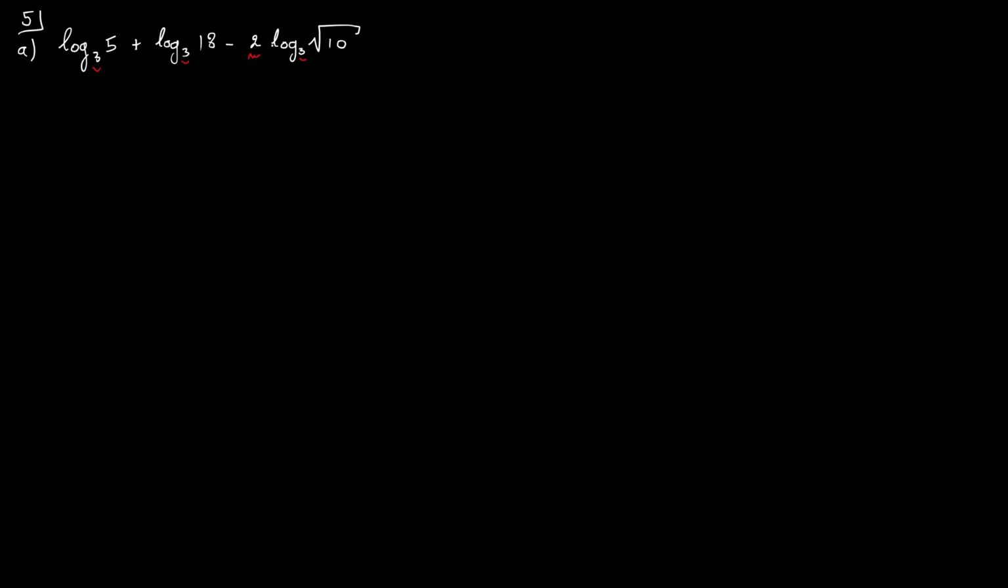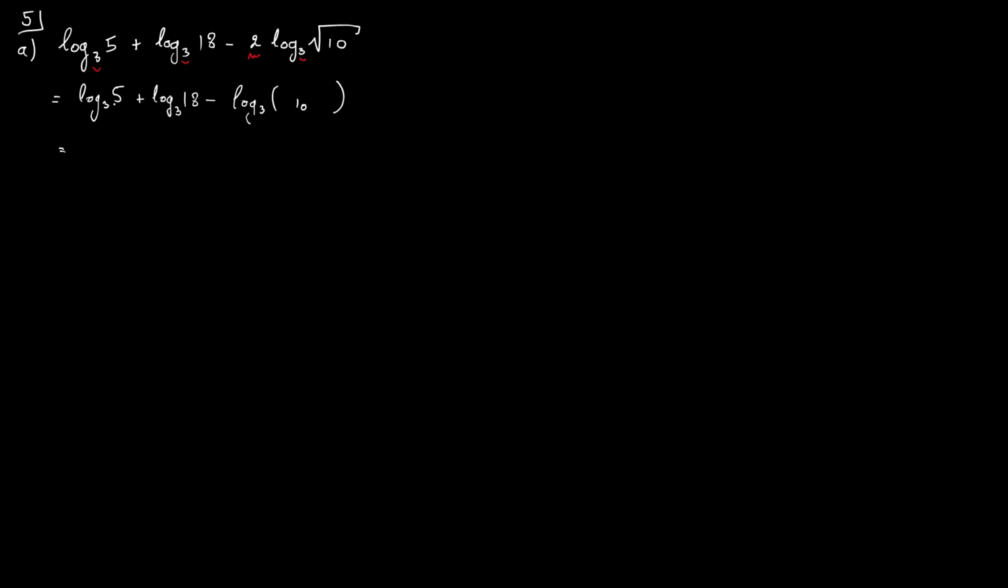This 2 is actually very neat because we have this square root over here. We can rewrite it as log 3 of 5 plus log 3 of 18 minus the logarithm 3 of the square root of 10, and then we bring the factor in front of it back inside, so we get to the power of 2, meaning that they neatly cancel each other out. The square root and the power of 2.